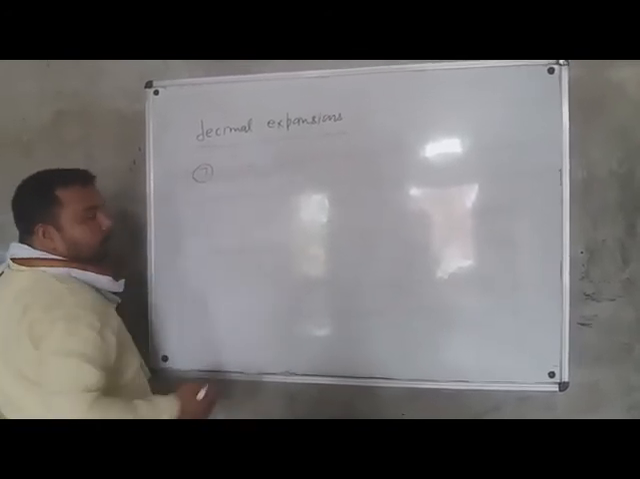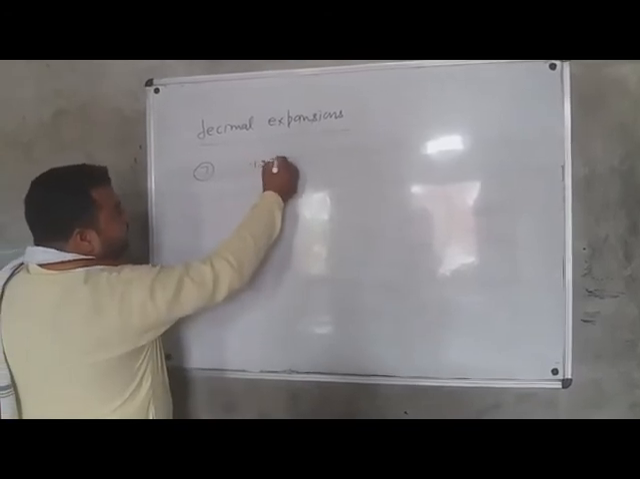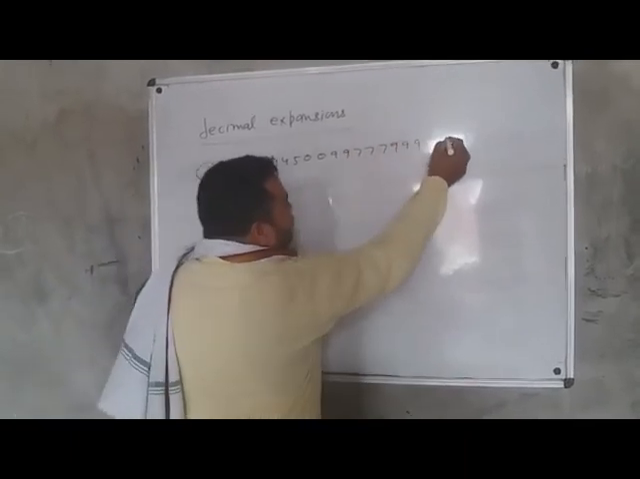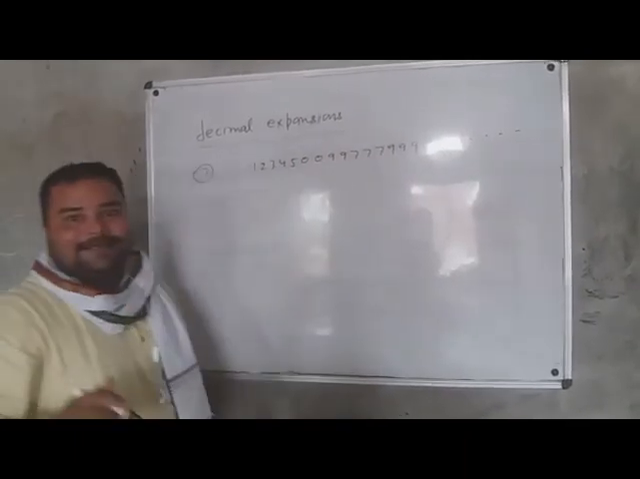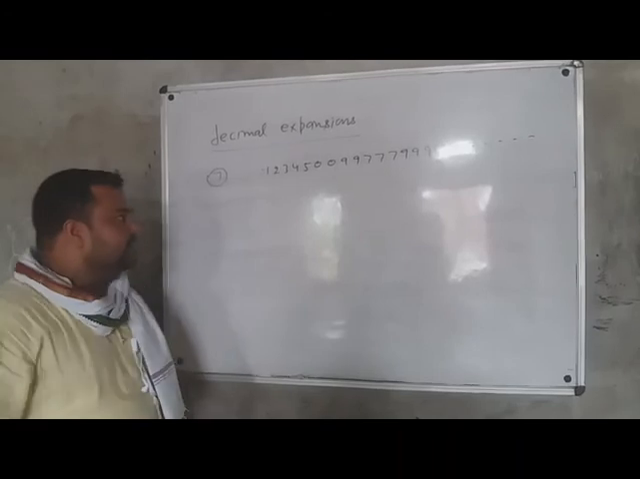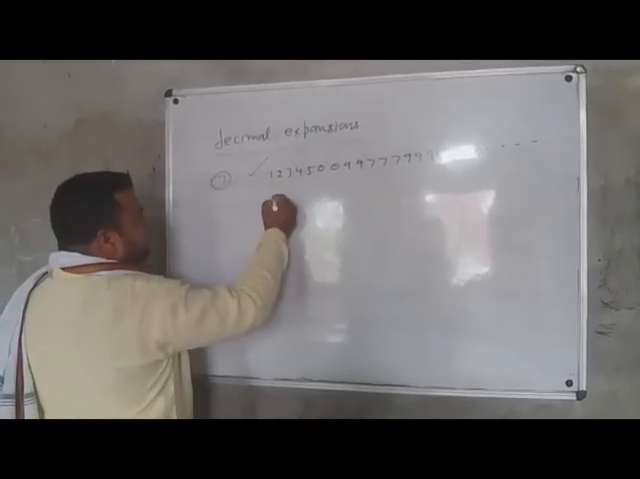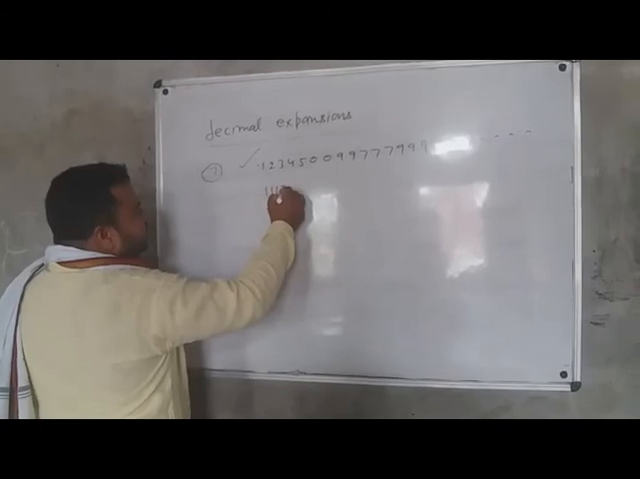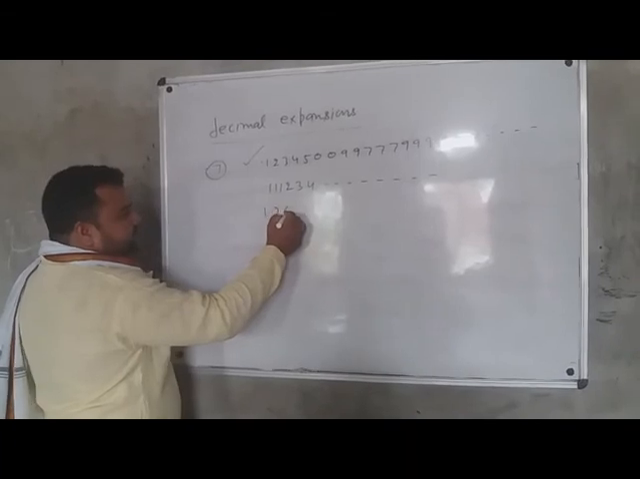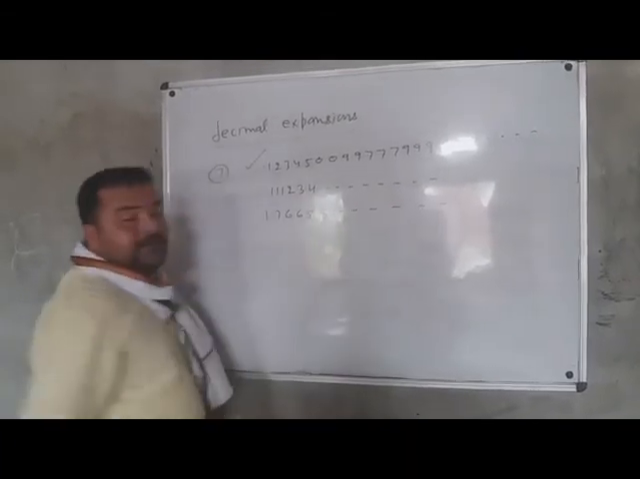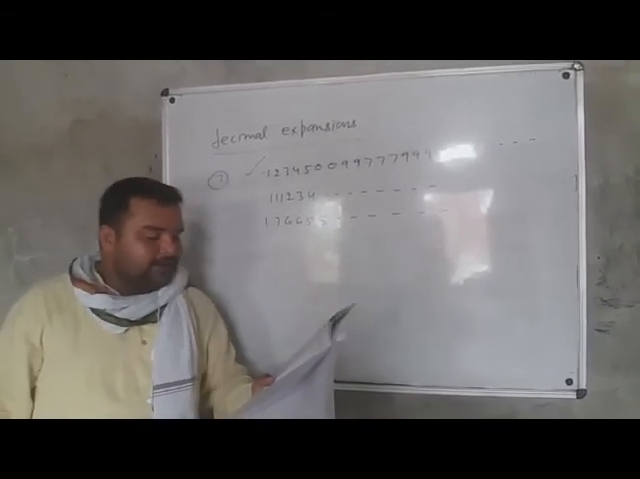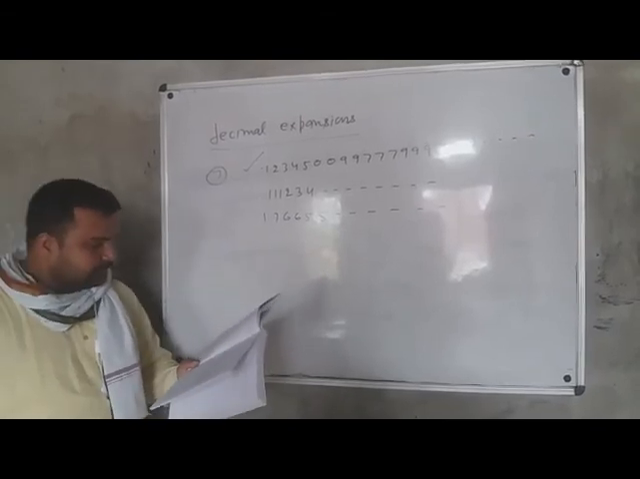Now look at question number 7. You write here 0.1234000997. Anything you write beta, you keep writing day and night. But the condition is it mustn't have any pattern. It is the first example. Now second example, 0.1123. You write anything and you will get the answer. Very good. It doesn't have any pattern. That is what? Non-terminating, non-recurring. Understand?